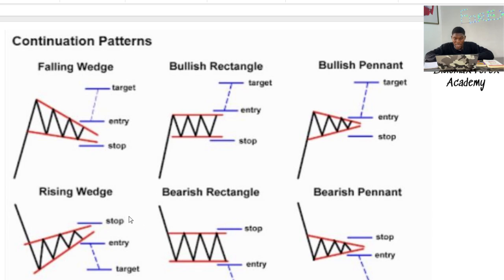So we have the bearish rectangle. The market came down, consolidated like I told you guys. Then what? The market continued the trend. Bearish pennant. The market came down, acted like this. The market is what? Coming down. So that is all for candlestick patterns. Do you guys understand?